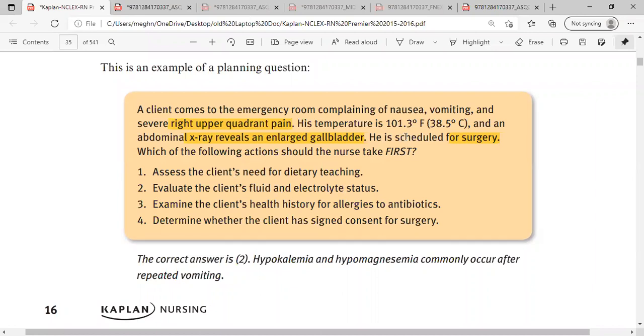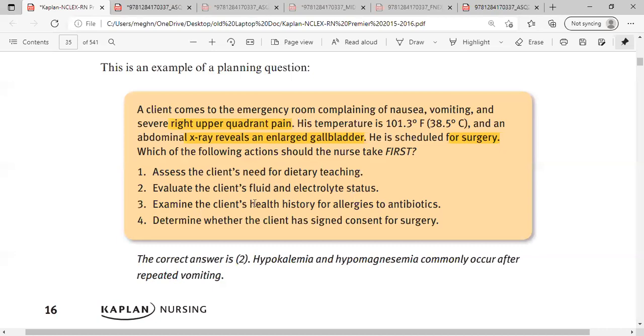When a patient is scheduled for a surgical operation, they may be nothing by mouth. In that scenario, before preparing a patient for surgical operation, we must check the sodium level, potassium level, calcium level, and other electrolytes. So evaluate the client's fluid and electrolyte status. If all is normal, it means they are fit for surgical operation.